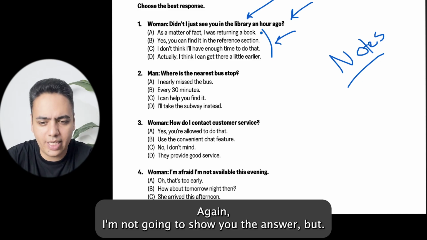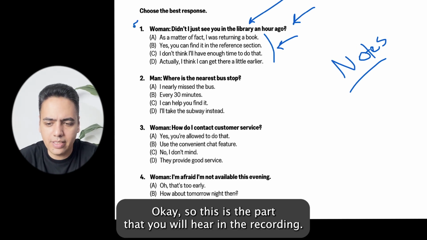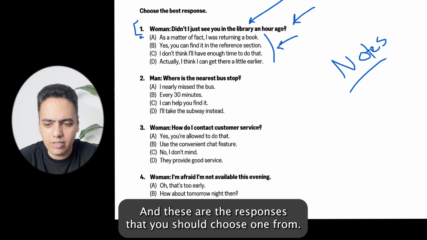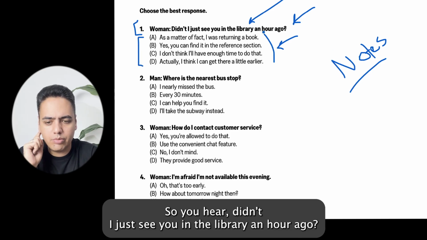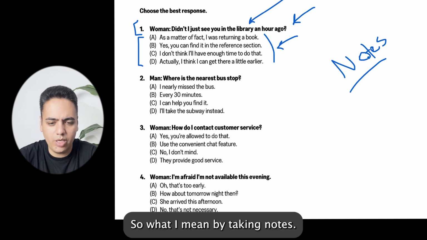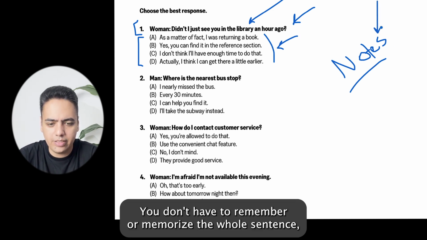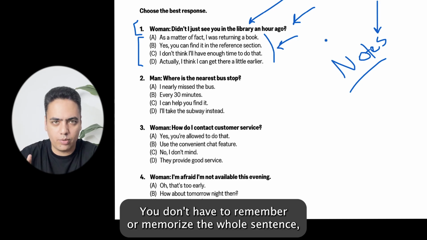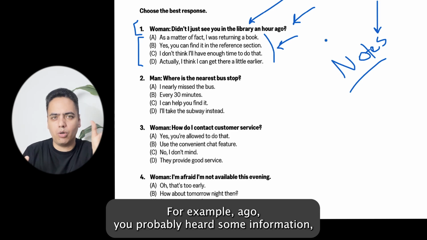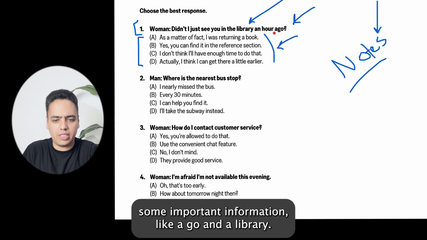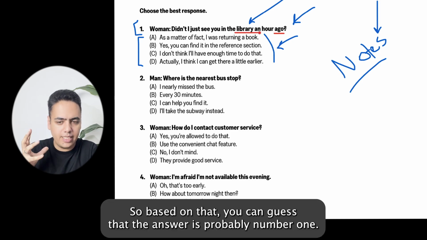Again, I'm not going to show you the answer, but this is the part that you will hear in the recording, and these are the responses that you should choose one from. So you hear, "Didn't I just see you in the library an hour ago?" What I mean by taking notes is, you don't have to memorize the whole sentence, but you can note important information you heard, for example, ago and library. Based on that, you can guess that the answer is probably number one.